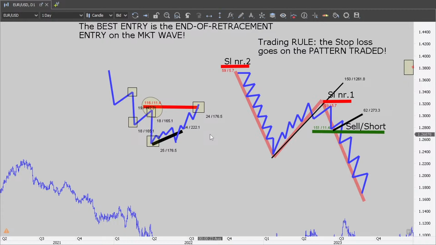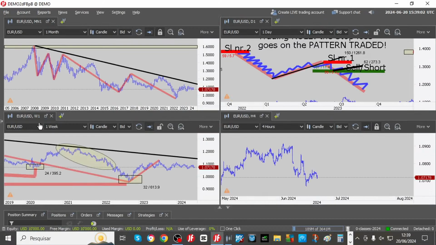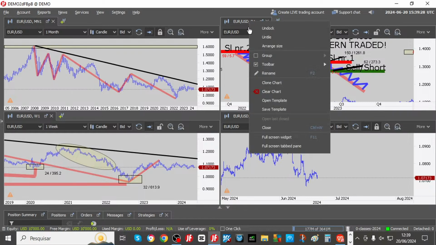What time frame is the best to draw the market wave? White Rabbit, you should have the market wave on all time frames. Everybody, you should have the market wave on all time frames. If you want to make money, you should have the market wave on all time frames. Back to class.